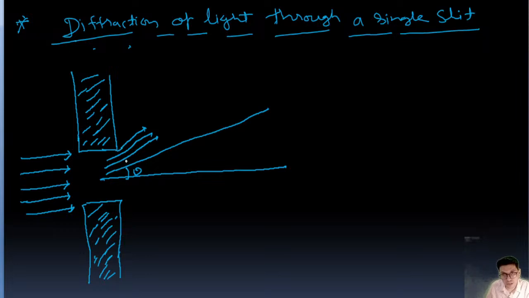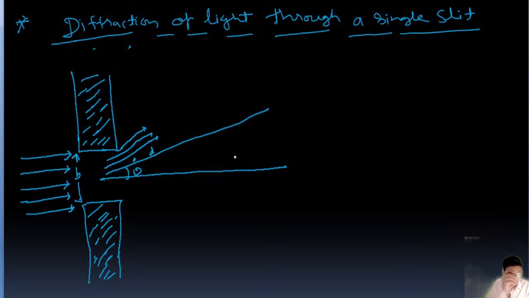The distance between these two rays is d, guys, and this total distance is the slit width. This is b, guys. This is the angle theta, and the distance between two rays is small d, because these are the wavelets, guys. The distance between two wavelets is d, and the number of wavelets is n.